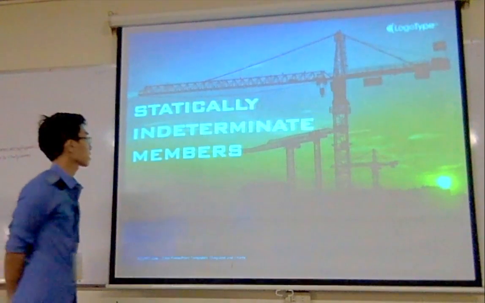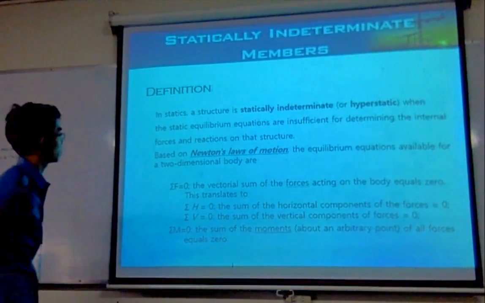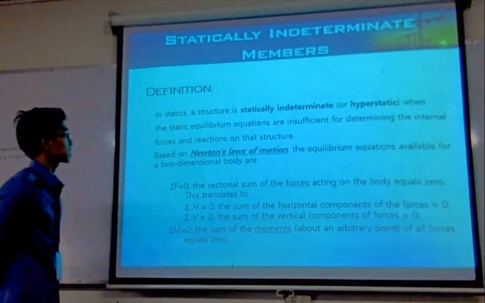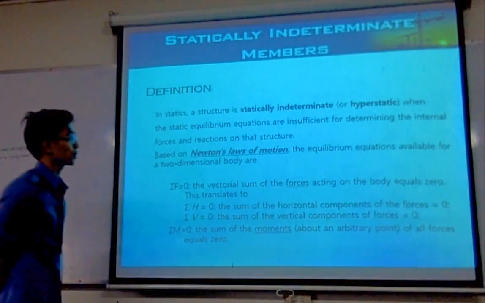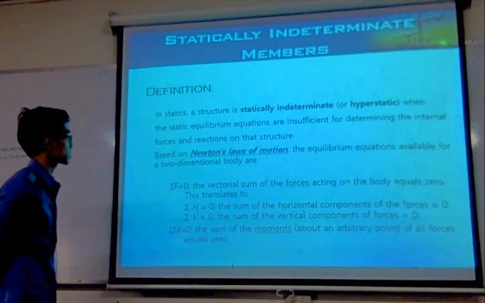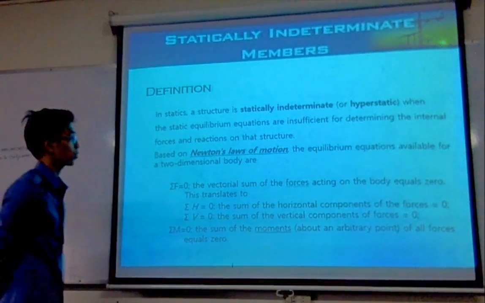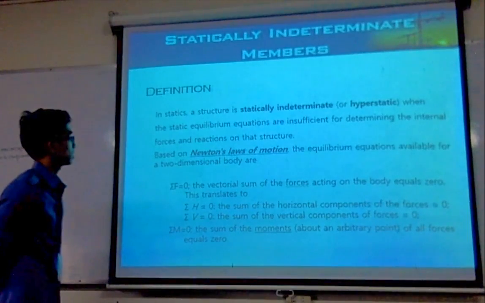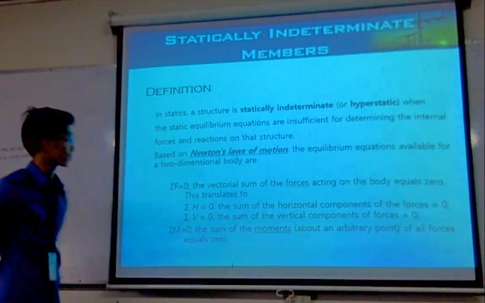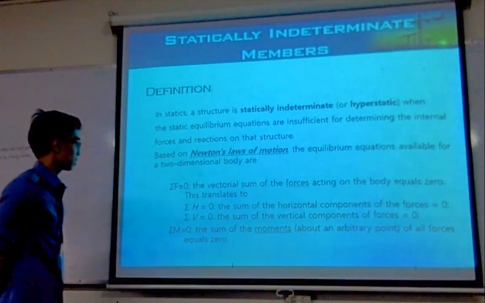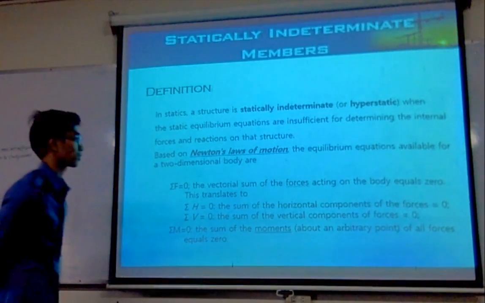Today I will discuss statically indeterminate members. First, let us define what that means. In statics, a structure is statically indeterminate or hyperstatic when the static equilibrium equations are insufficient for determining the internal forces and reactions on that structure. Based on Newton's laws of motion, the equilibrium equations available for a two-dimensional body are the forces along the horizontal, the forces along the vertical, and the summation of moments. So we have three equations available.